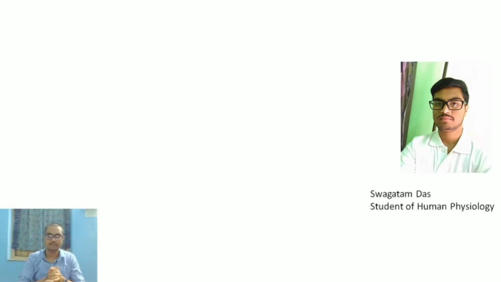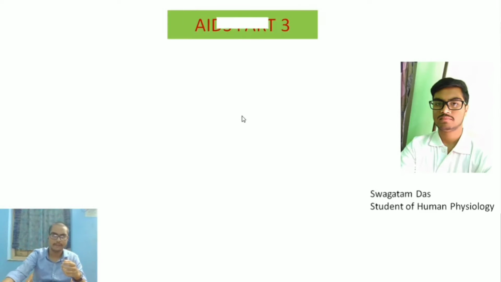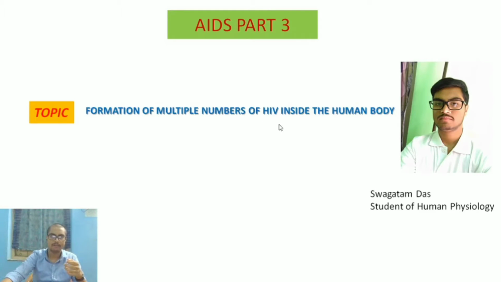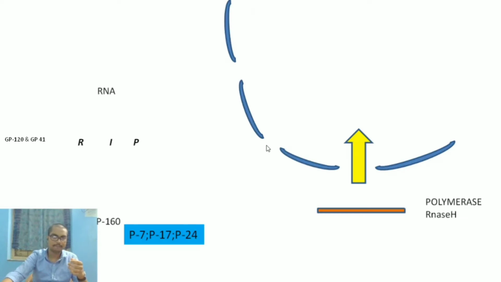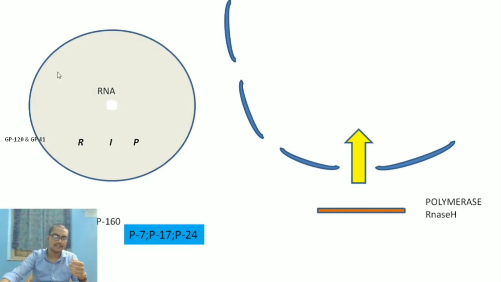So let us start today's topic. This is part 3, and today's discussion topic is the formation of multiple numbers of HIV inside the human body. Now moving to the next slide. Let's suppose this is the whole HIV. This is the whole structure of HIV, and this one is the outer membrane of this HIV.